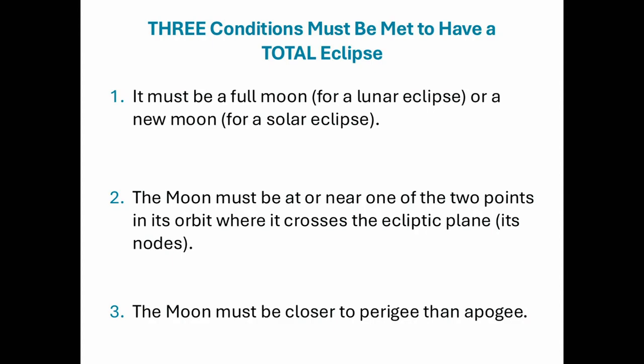So 3 conditions for a total solar eclipse. If you only meet the first 2 conditions, you would get an annular eclipse. If you don't meet the first condition, there won't be any eclipse. If you meet the first condition but not the second condition, there won't be any eclipse. And if you meet all 3 conditions, then you'll get your total solar or total lunar eclipse.